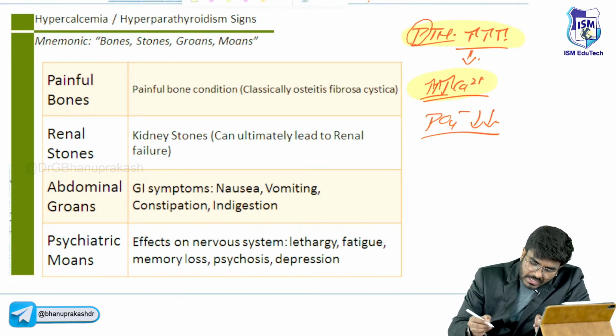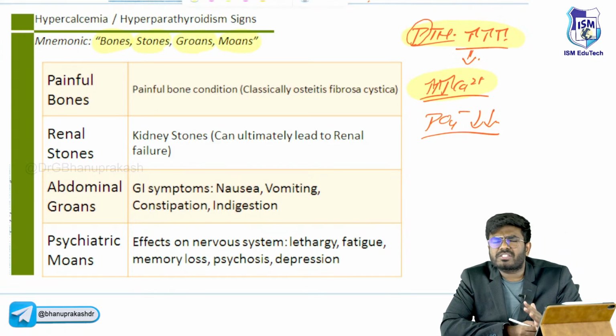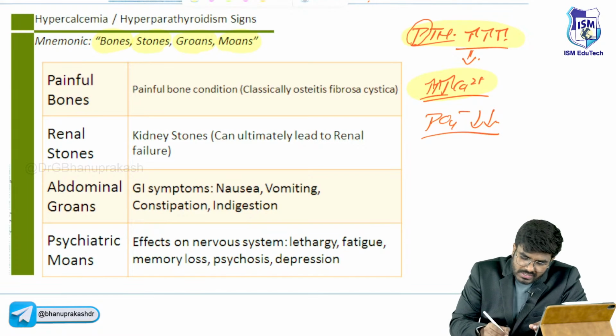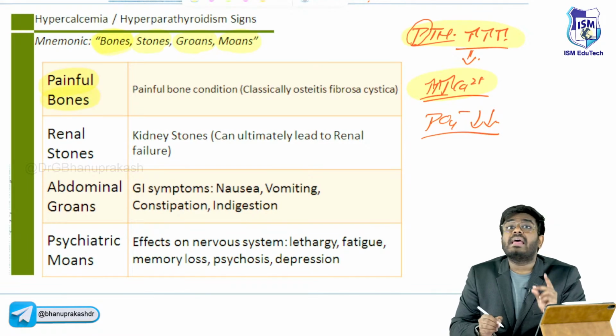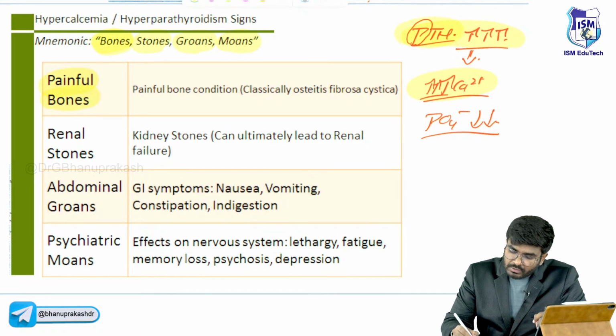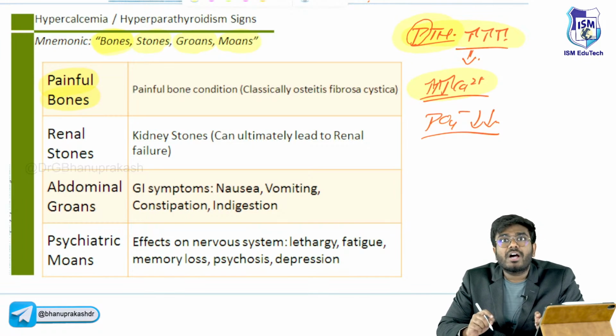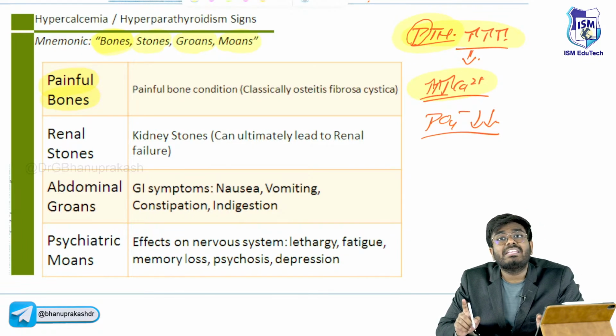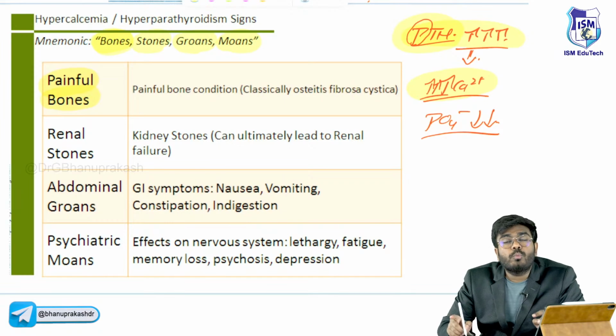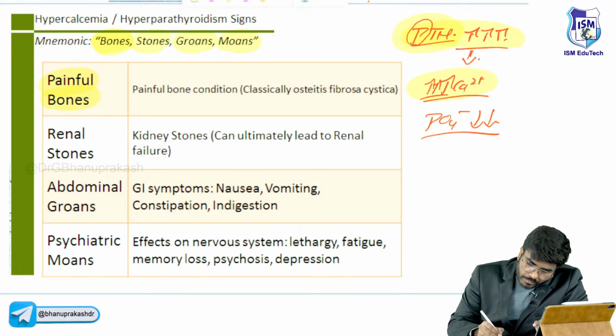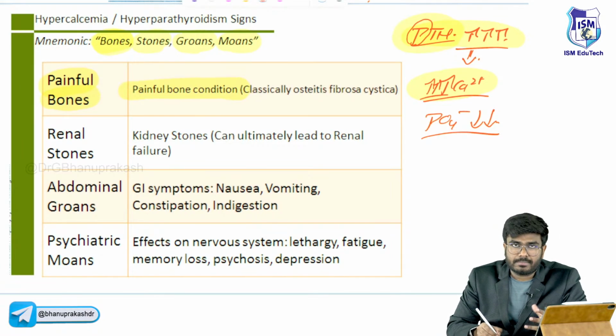See, the clinical symptoms here are represented as bones, stones, groans and moans. Okay, the famous mnemonic, bones, stones, groans and moans. What is this bones referring to? Sir, in high quantities, I have explained you, parathyroid hormone causes osteoclastic activation, leading to bone resorption. So, painful bones. Okay, painful bones. The bones are undergoing destruction. Okay, there is bone resorption.